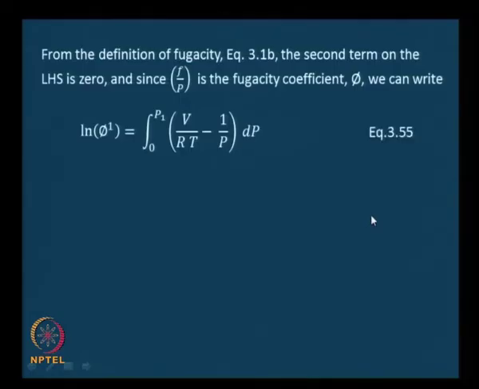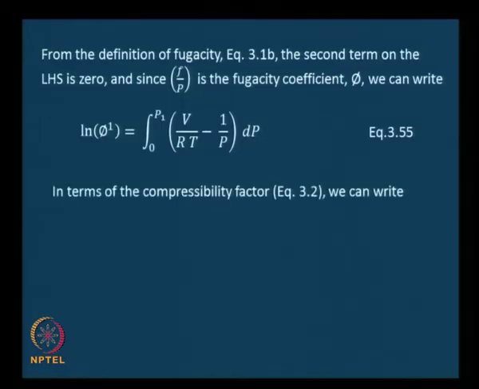Let us call this equation 355. We are almost there. In terms of the compressibility factor, because we have so many methods for compressibility factor, now let us try to express this also in terms of the compressibility factor. We know that PV by RT is a compressibility factor.